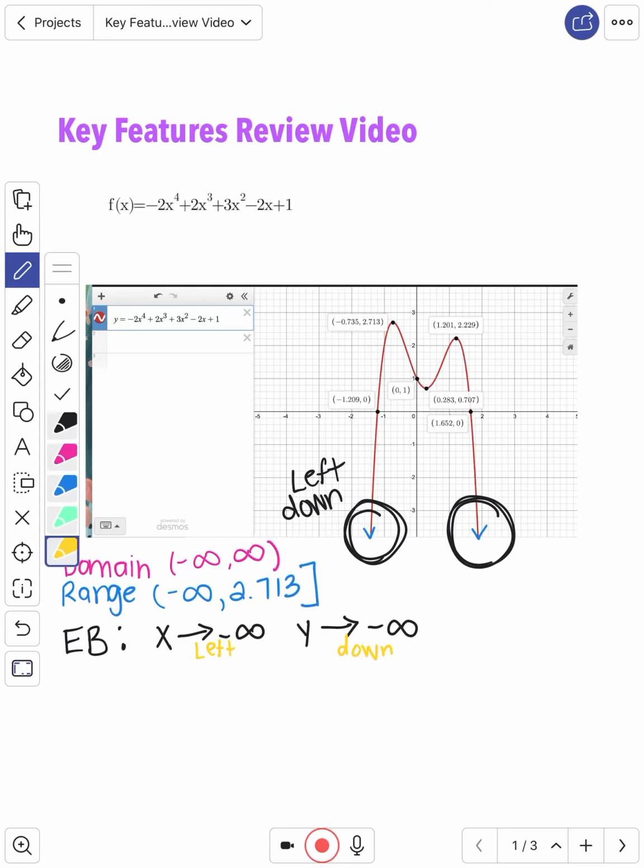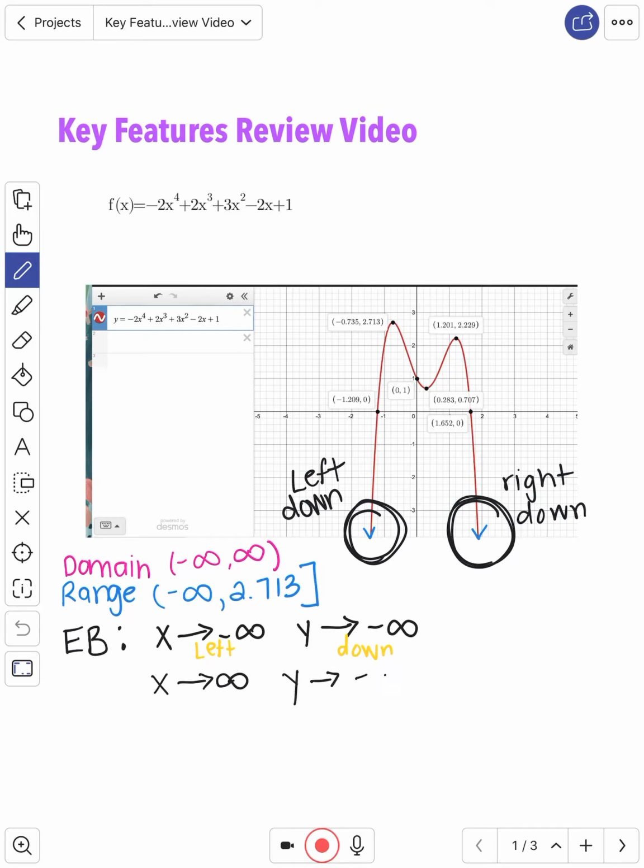All right, so now let's talk about the right side. So this is on the right side, and this one is also going down. So as x approaches positive infinity, my y is going down, so it's going to approach negative infinity. So this one represents right, and negative infinity means it's going down.